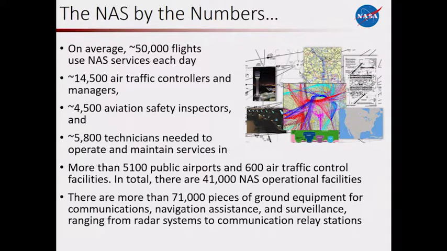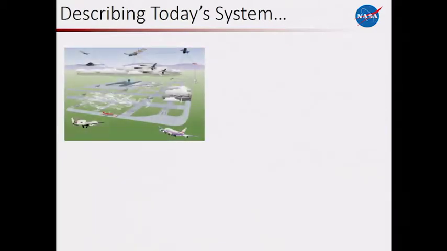So in total, there's more than 71,000 pieces of ground equipment for comm, nav, and surveillance that range from radar systems to communication relay stations across the country, up in Alaska and Hawaii.